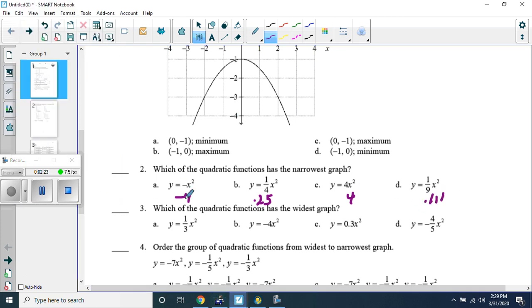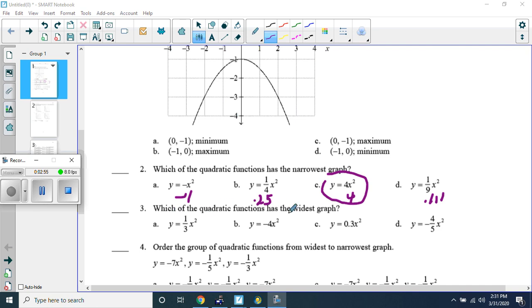So which one of these is the biggest number? The bigger the number, the more narrow the graph. So the biggest number is this one here. So this graph would be the narrowest. Okay, so the bigger number out front, the narrower the graph, sorry. So big number equals narrow graph. I keep saying the wrong thing, sorry.